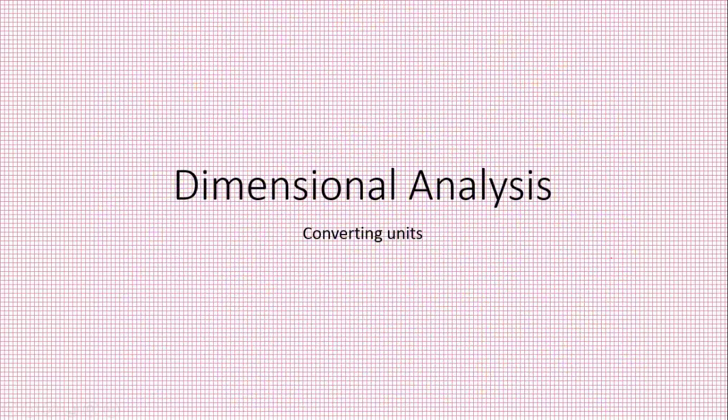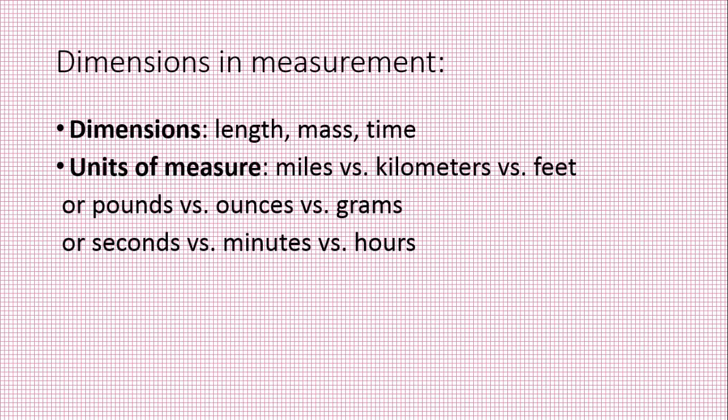Dimensional analysis. It's really about converting units. Dimensions in measurement refer to the kind of measurement you're doing, for example, length or mass or time, general categories of measurement. Units of measurement are specific choices of what units you measure in. So if you measure in miles or kilometers or feet, those are units of measurement. But the dimension you're measuring is length, no matter which of those you choose. So they can be converted one into the other.